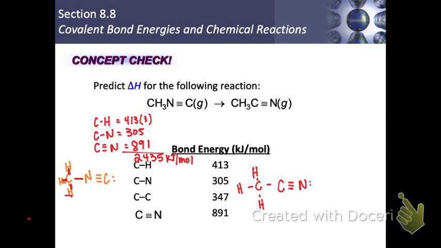Right? Okay. So now I've got carbon to hydrogen. I've got 413 times 3. I've got a carbon to carbon single, which is 347.